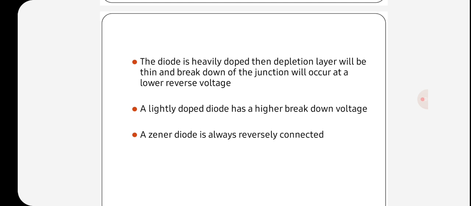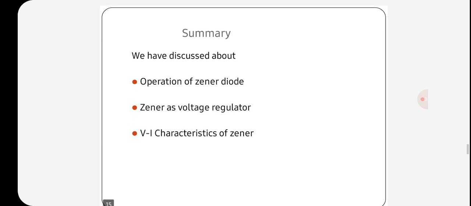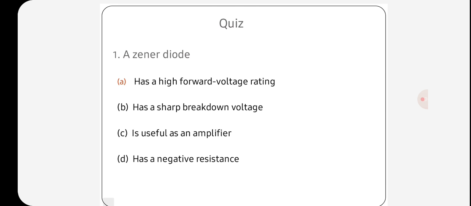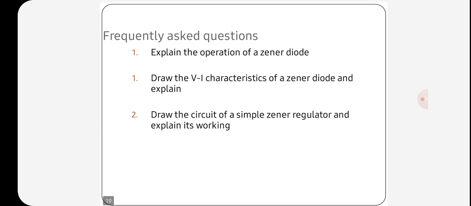So in this class we discussed the operation of Zener diode, Zener as voltage regulator, and VI characteristics of Zener. We have a few quiz questions and a few frequently asked questions, that are: explain the operation of a Zener diode, draw the VI characteristics of Zener diode, and explain and draw the circuit of a simple Zener regulator and explain its working.